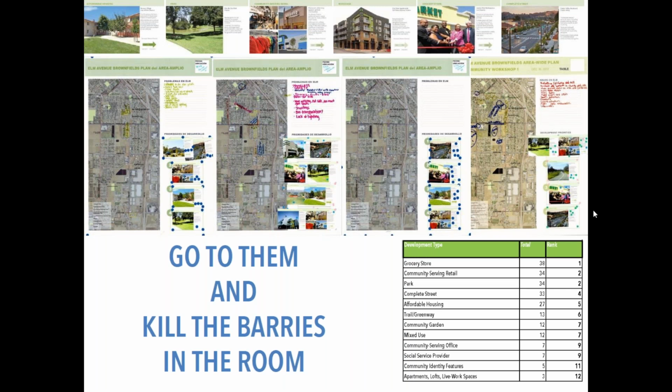As you can see in the bottom corner there, the top 4 were grocery store, community-serving retail, parking, complete streets. Those are the things that the community wanted to see. And having this information was a great driver for the consultant team to put together the best product that we knew was going to work for the community and also for investment. If you go to the next slide.